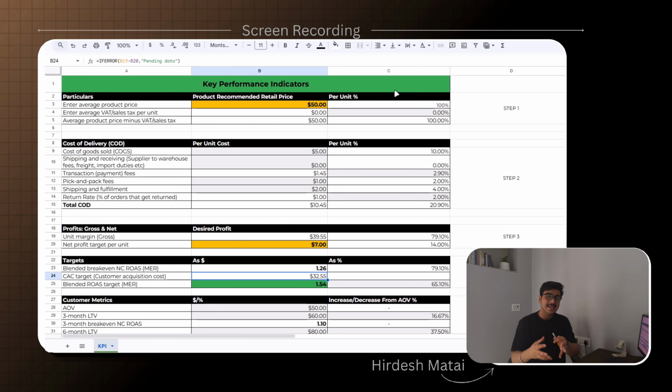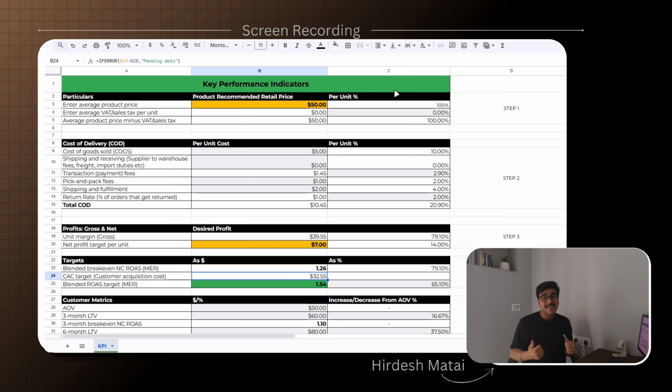Next, we have shipping and receiving fees. This is the fees that you will pay to the raw materials provider. The raw material provider will provide you with the raw material, and the transport fees is here the shipping and receiving fees. For this example, I am keeping it at $0. Next, we have transaction and payment fees. This is the fees that is taken as a cut from you by the payment provider, example Stripe or PayPal. And for industry standard, I am keeping it at $1.45.